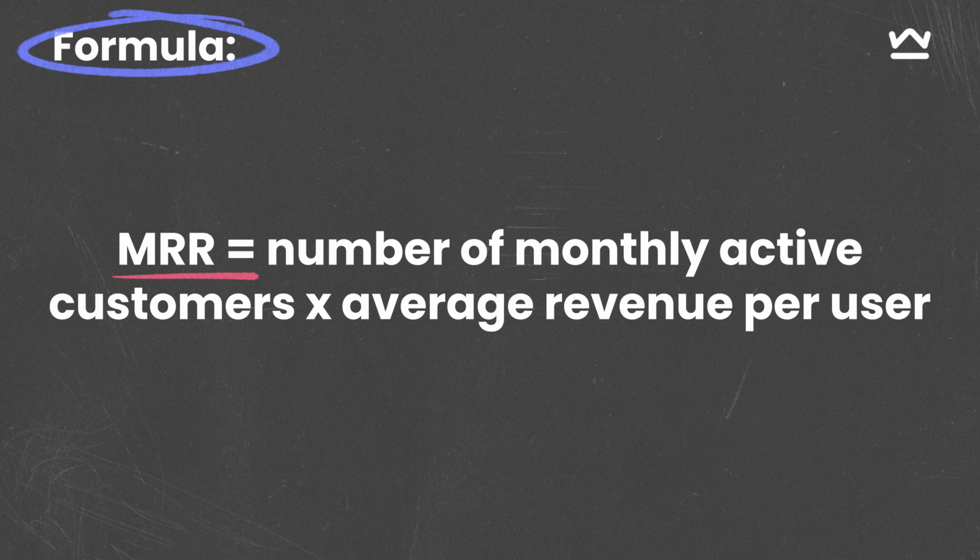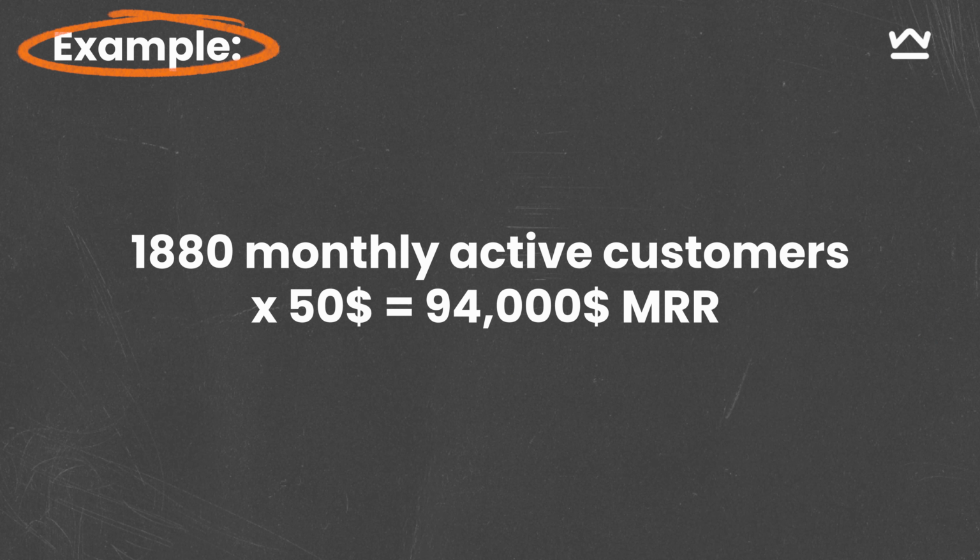If you want to know your MRR and you're just referring to the monthly revenue, let's say that at the beginning of the year you have a lot of people purchasing the yearly plan, then your monthly revenue is going to be actually much higher than your MRR. So make sure to actually do the calculation right. As an example, if you have 1,880 monthly active customers and they're all paying $50, in the end you would get $94,000 MRR, monthly recurring revenue.